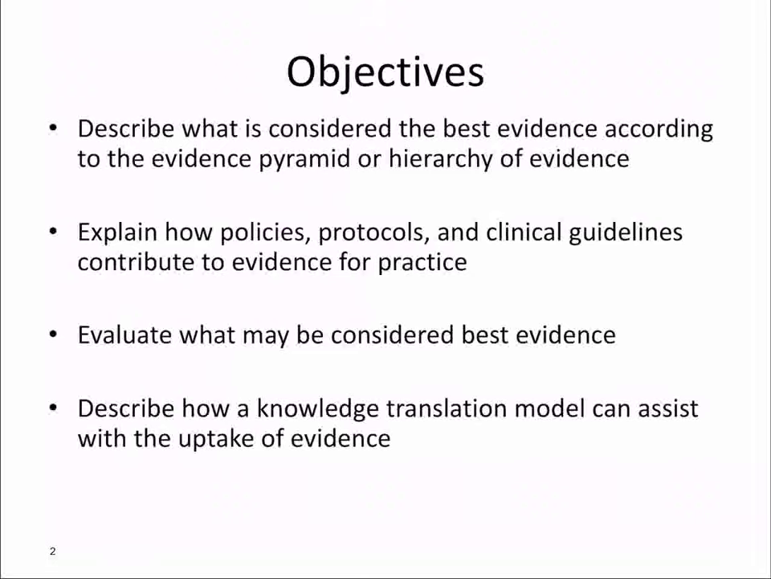You've seen the 6S pyramid before in earlier chapters and earlier modules. It's just a refocus on the pyramid itself. This chapter also focuses on how policies, protocols, and clinical guidelines contribute to evidence for practice itself. And you have a review of how to pick best evidence for practice and describe how a knowledge translation model can assist with the uptake of evidence.